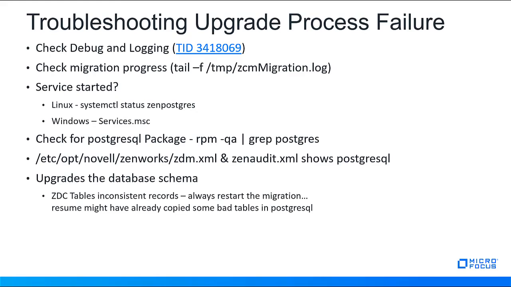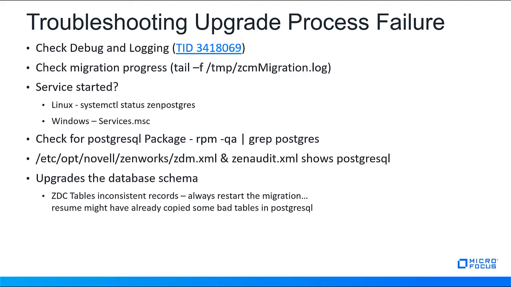Troubleshooting upgrade process failures. Check the debug and logging with TID 3418069 for that particular area that you're trying to debug. Check migration progress. You can tail -f the ZCM migration log or watch it in Windows. Service started, making sure the services are started. Again, for Linux, you'd run systemctl status for Zen Postgres. Or for Windows, you can look at services.msc.